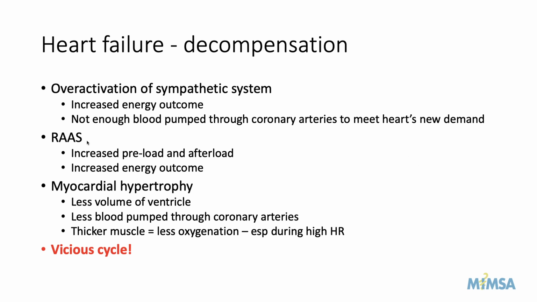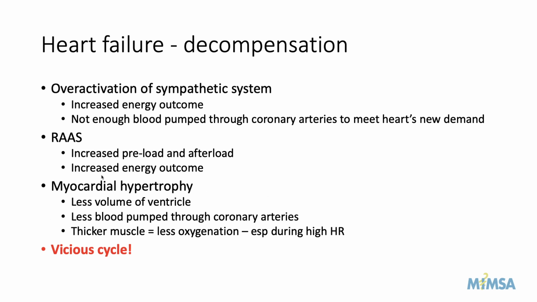And this is the case again with the renin-angiotensin-aldosterone system. If you increase preload and afterload, you're increasing the contractility and also increasing the afterload. That means the amount of energy that the heart needs is increased because there's more oxygen consumption. So again, if there's not enough blood being pumped through the coronary arteries, ischemia would occur, and that will decrease again the amount of blood being transported.